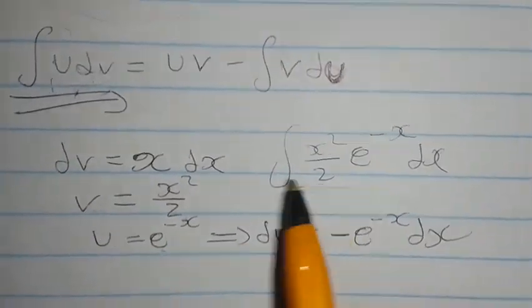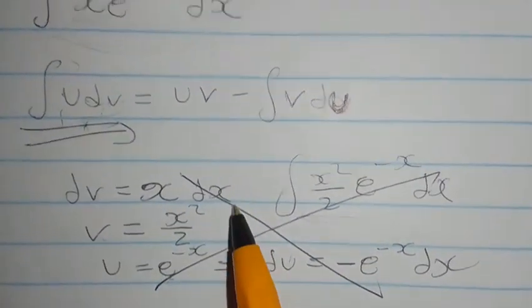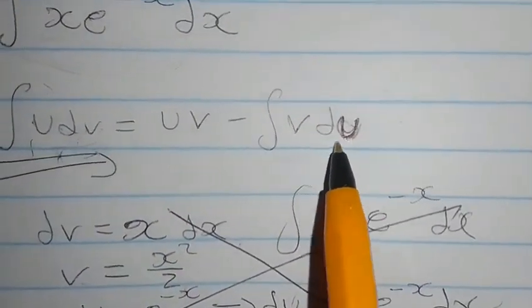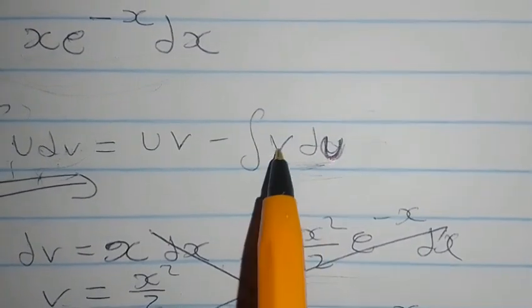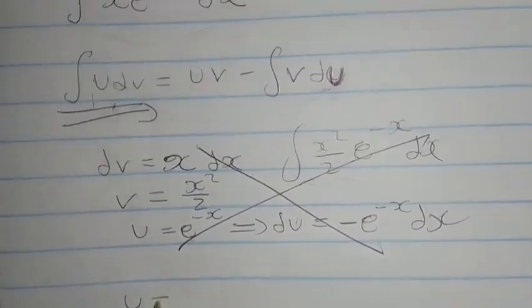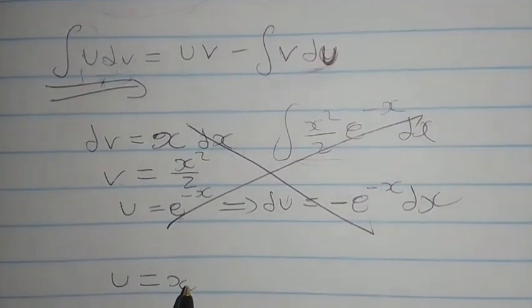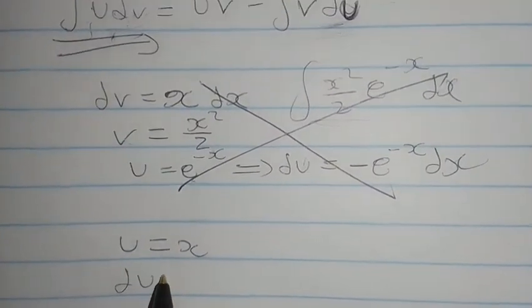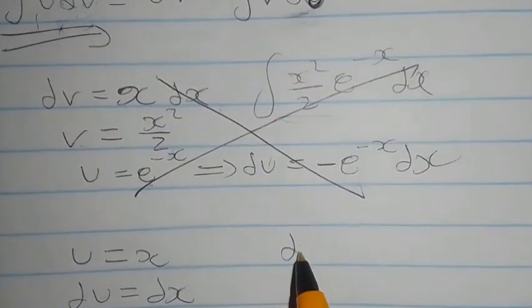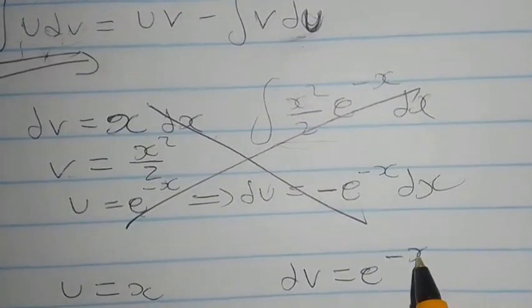So it already shows you that this is wrong. You shouldn't do something like this. So u is a variable that will make you easily integrate when you find the integral of e to the power minus x. So what I'm saying is that u will be equal to x, and then that means that du will be the same as dx, or 1 dx, which is just dx. And now that means that dv will be equal to e to the power minus x dx.